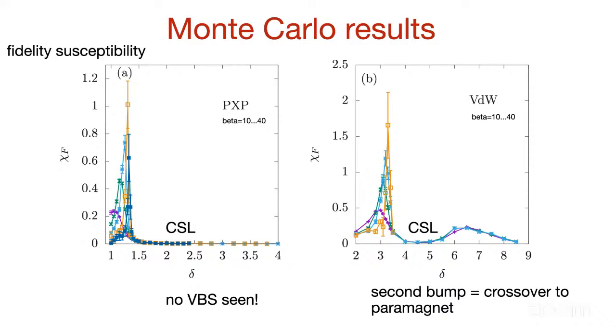If you do this for the van der Waals type of interaction, you again get a trivial region. You get again some peak, separated from some classical spin liquid. Then there is a bump, and this is obviously on the right a paramagnet. And this bump is a crossover, it's there, but this will be paramagnet for very large delta, more than 7.